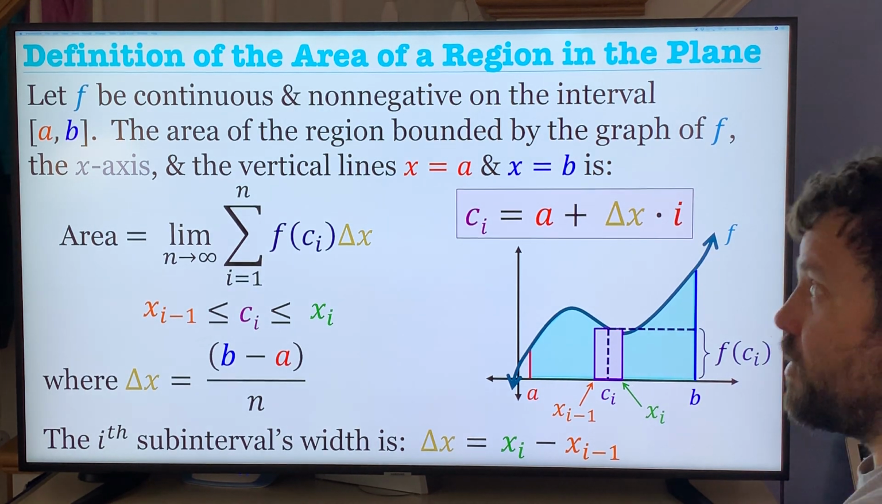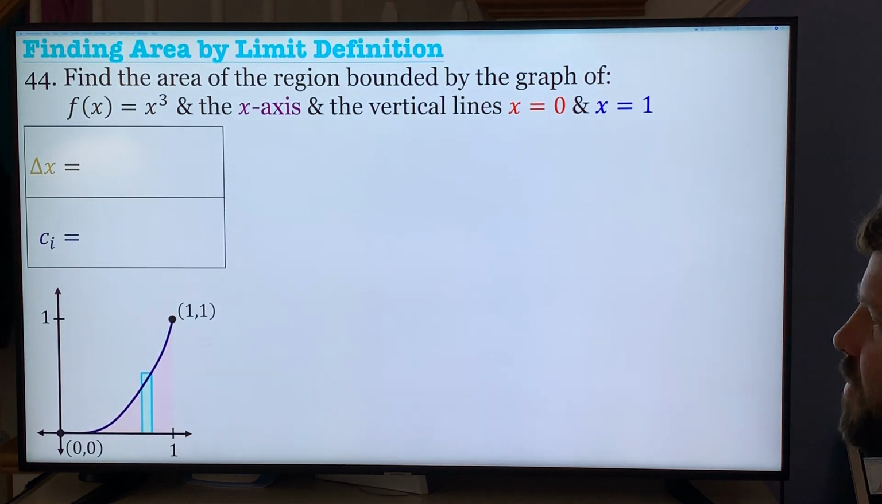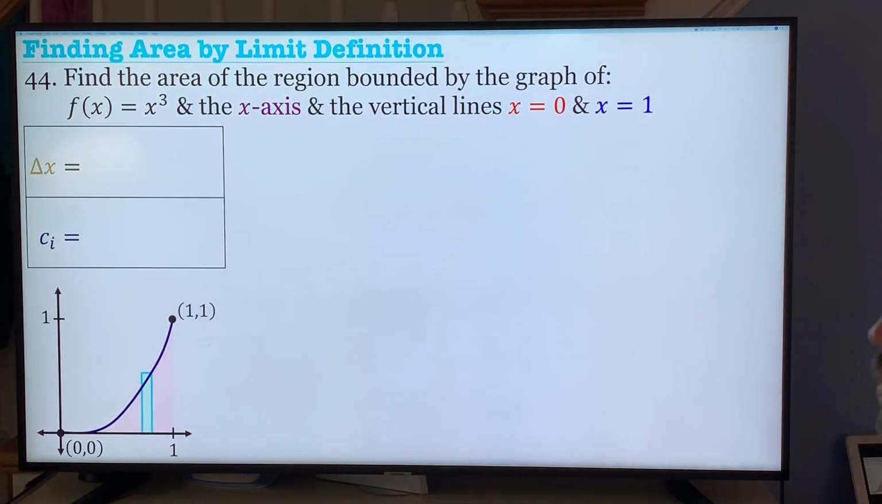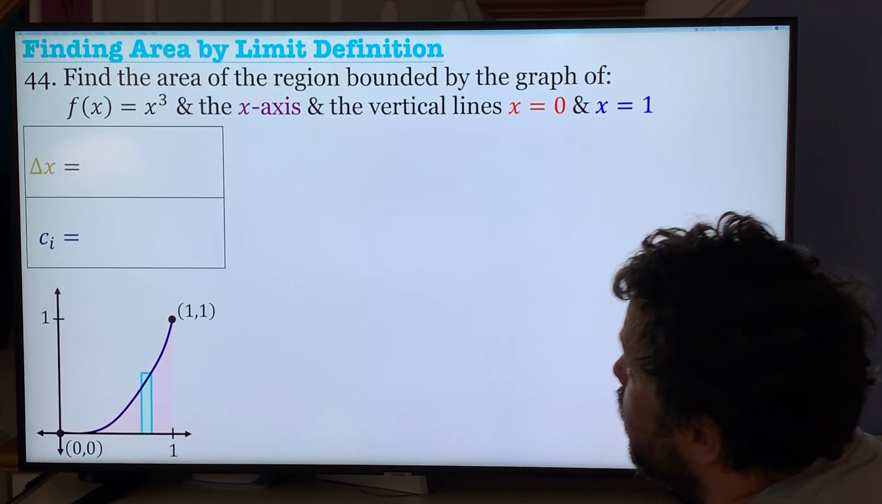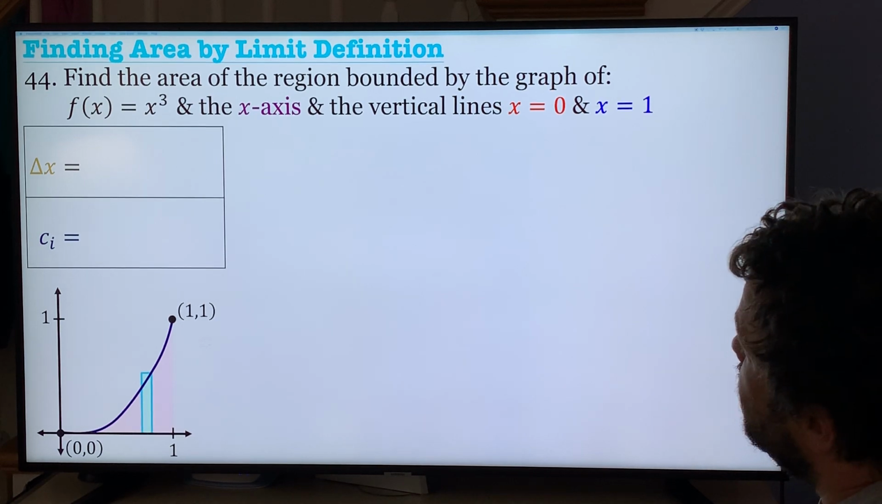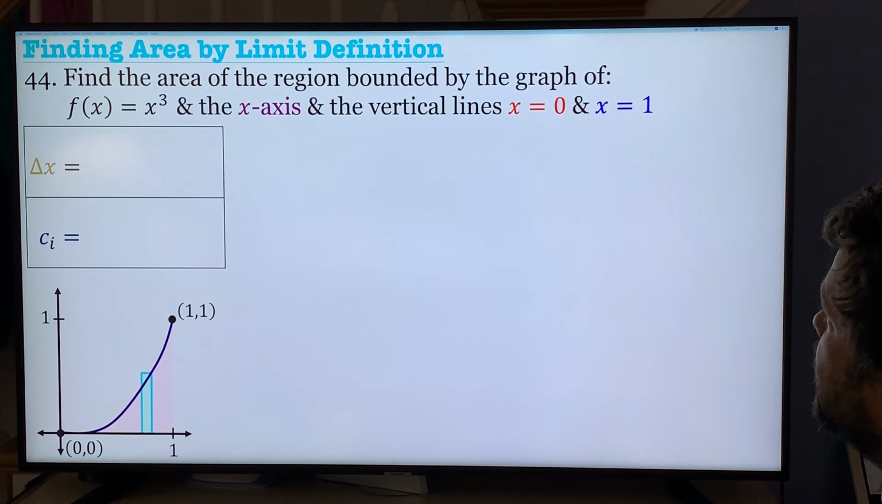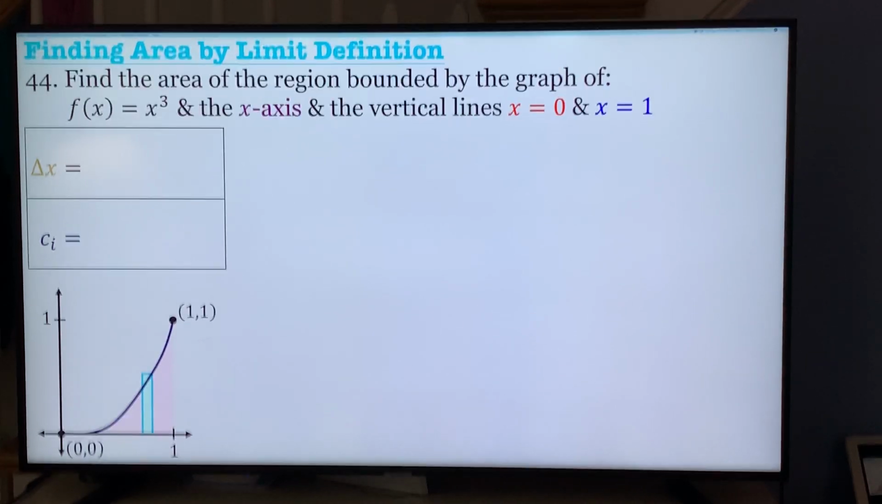Cray cray, whatever you want to call it. You ready? If you thought before was tough, this one's whoa. All right, so 44. The area of the region bounded by the graph of x cubed and the x-axis, vertical lines x equals 0 and x equals 1.